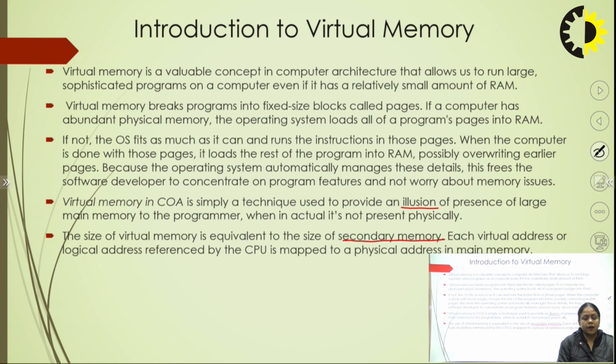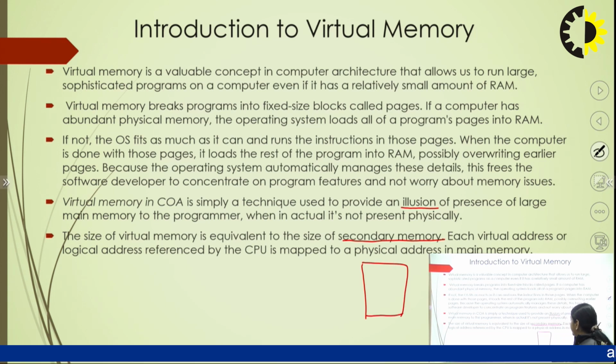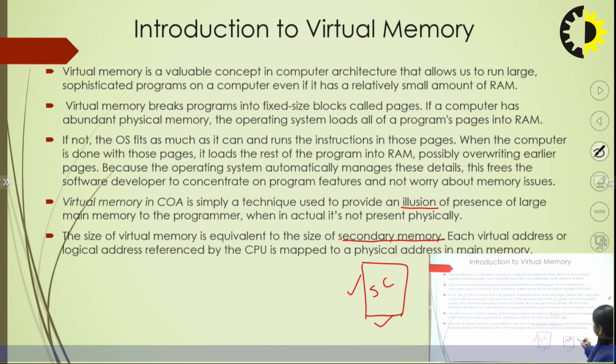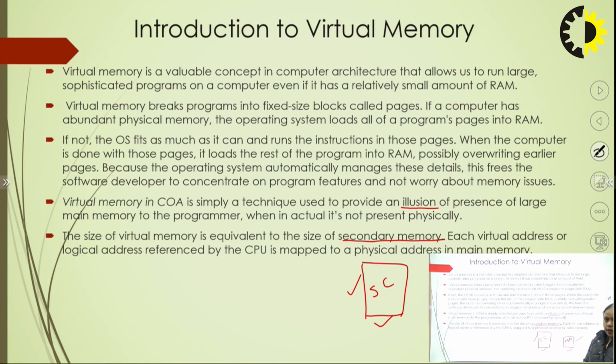We have two memories in our system. First is the secondary storage memory, and second is the main memory. This is our main memory and this is our secondary storage memory. All the data is stored in the secondary storage memory, but the size of main memory is smaller than the large secondary storage memory. So only recently accessed data will be stored in the main memory, because the main memory is smaller than the hard disk. So when we run a program which is larger than the main memory, then we require virtual memory.